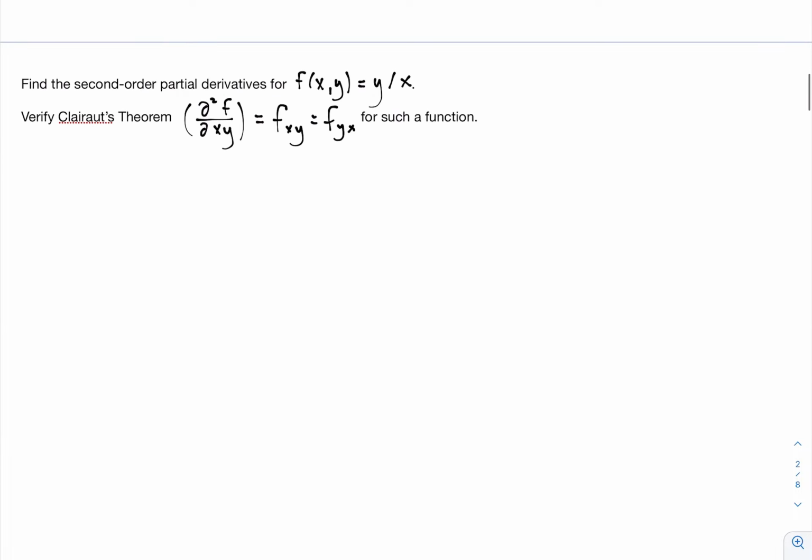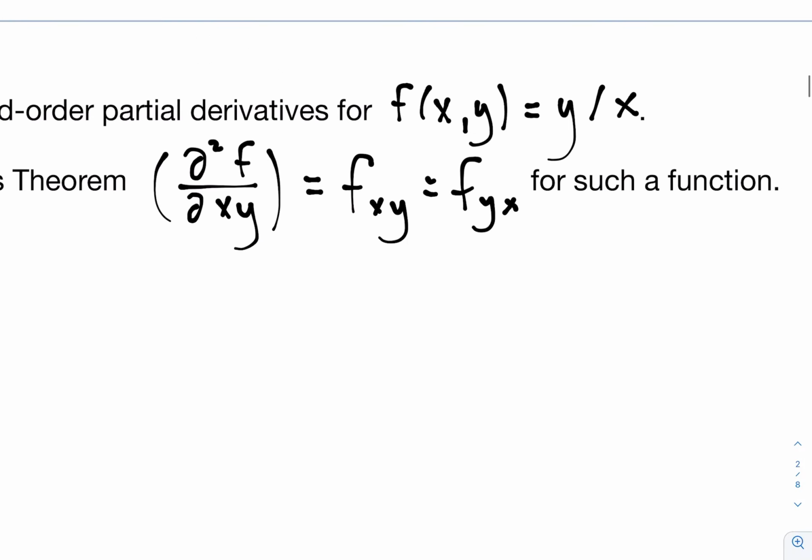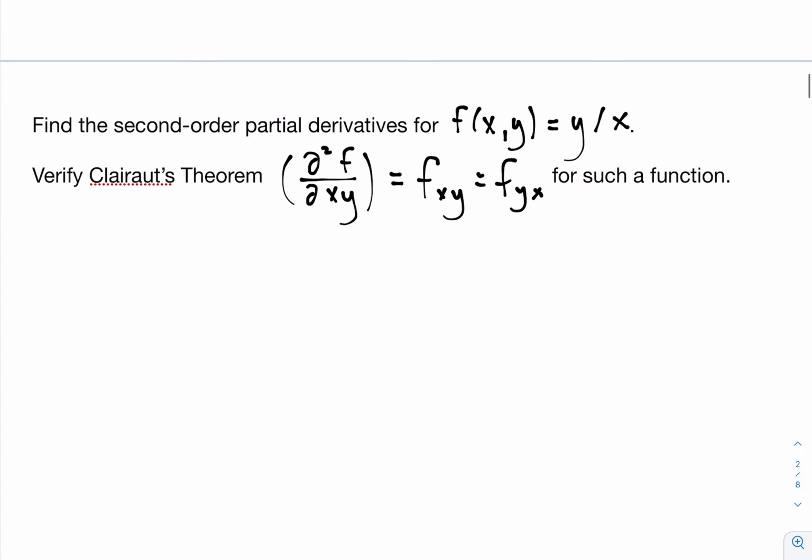Find the second order partial derivatives for f of xy equals y over x. This is the same function. Verify Clairaut's theorem that partial squared f over partial x partial y equals f sub xy, which equals f sub yx. Lots of weird notation, but all this is saying is we're going to find the partial derivative of this function, and then differentiate that partial derivative with respect to the opposite variable. And we're going to see if those two things are equal, okay?